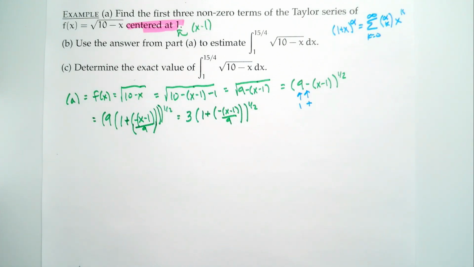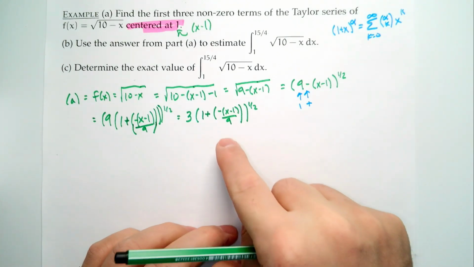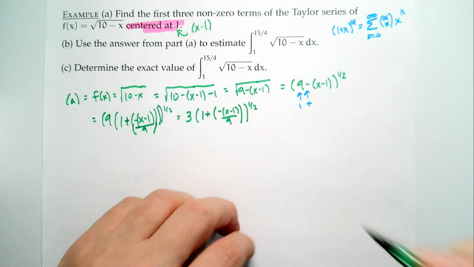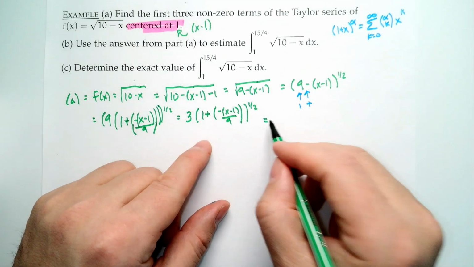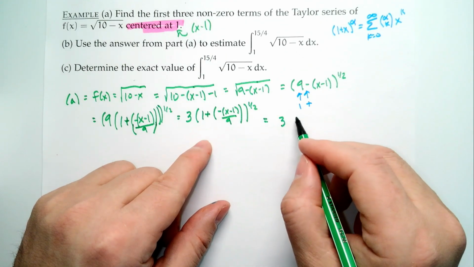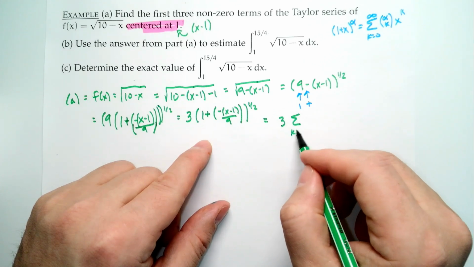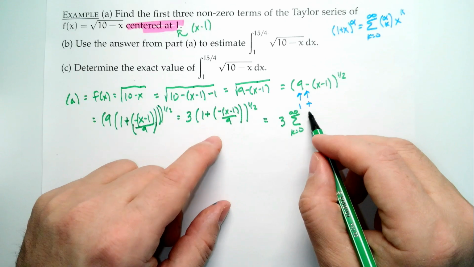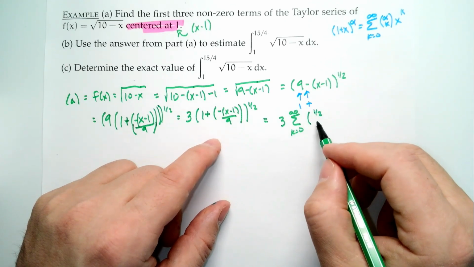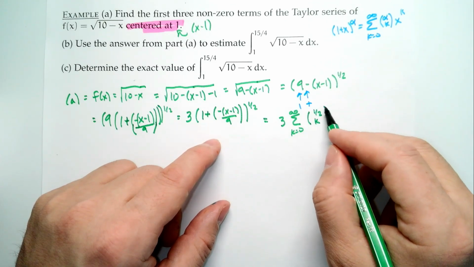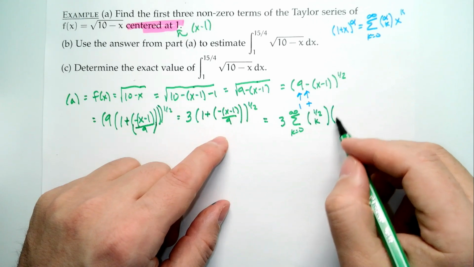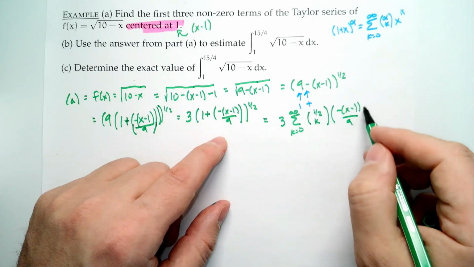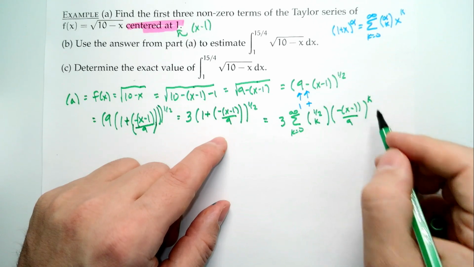And the reason we wanted to get into this format is so we could apply this idea. So this is equal to, we have 3 summation k equals 0 to infinity of alpha is 1/2 choose k times minus x minus 1 over 9 to the kth power.